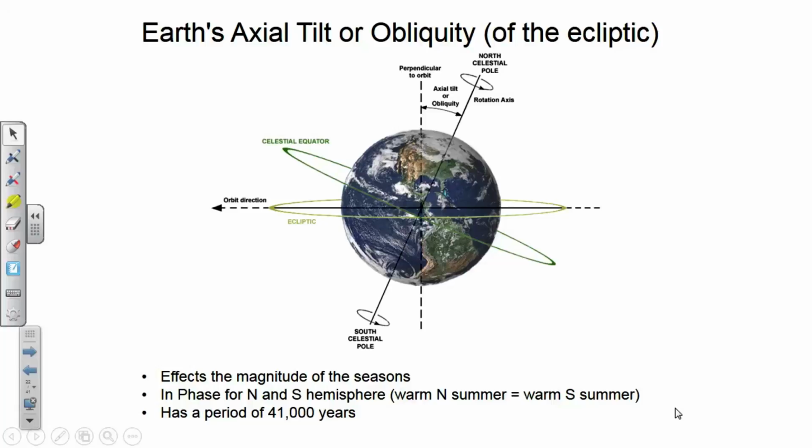And it's got a period of approximately 41,000 years. So every 41,000 years, we go through a cycle of having bigger amplitude seasons.